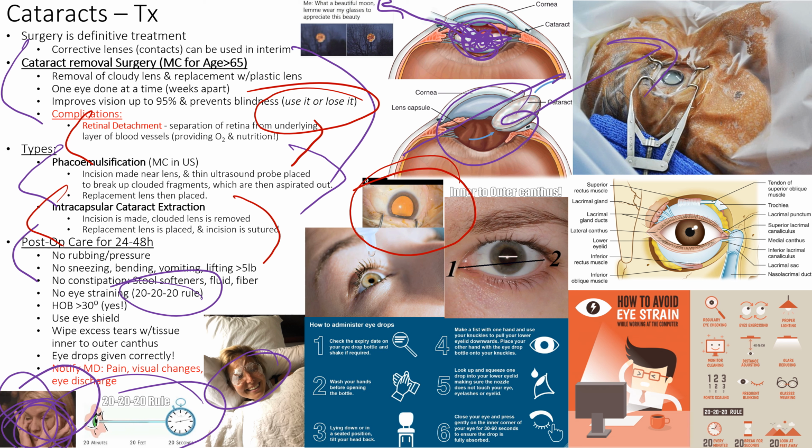Head of bed greater than 30 degrees. Yes, it's the right answer. They use the eye shield, which we talked about. And then wipe excess tears off with tissue. Don't do this again, we're not going to be rubbing their eyes. Get the tears out. We make sure they give eye drops correctly. If they're using saline to prevent dryness, this is the kind of post-op eye care in general. If they need antibiotic ointment or they have glaucoma or something, we're going to make sure we're giving eye drops correctly.